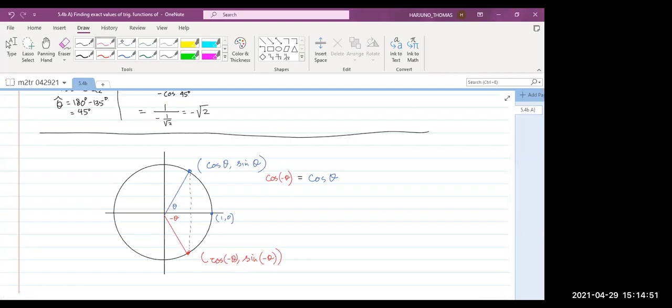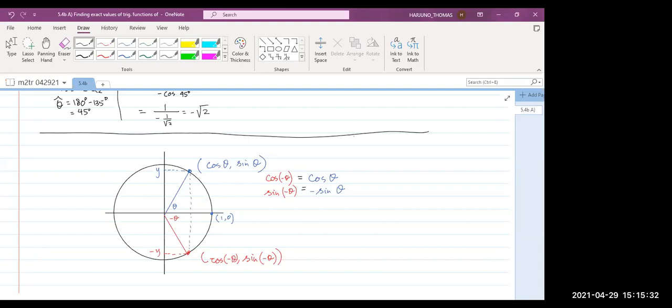And we also know that if you reflect with respect to the x-axis, the y component will become the opposite. So sine negative theta is equal to negative sine theta. So if the value here is y, then the value here must be negative y. Sine negative theta is negative y, which is negative sine theta.